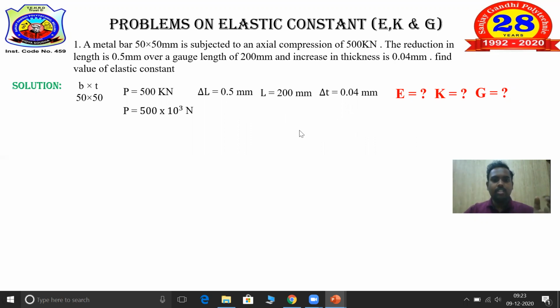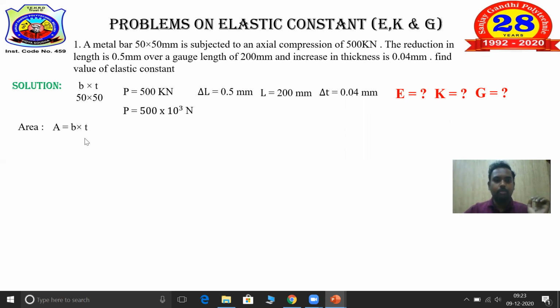As usual, first I'll start with the area. Area equals B into T. Students, in the previous questions, I took the formula area equals pi by 4 into D square, because in that problem we had a diameter; it was a problem on a circular rod. Now it is a problem on a metal bar. So for every bar, we have breadth into thickness. Instead of area equals pi by 4 into D square, we take A equals B into T. It's very simple.